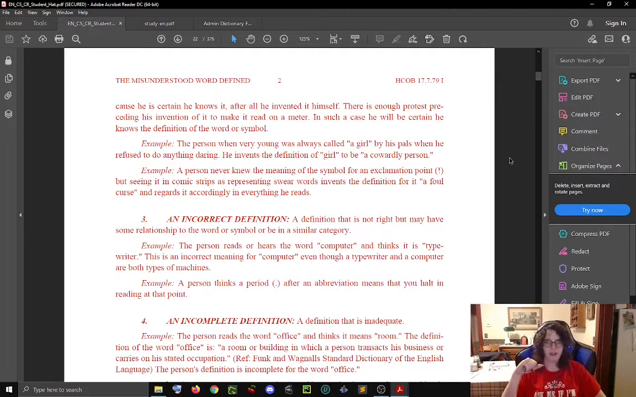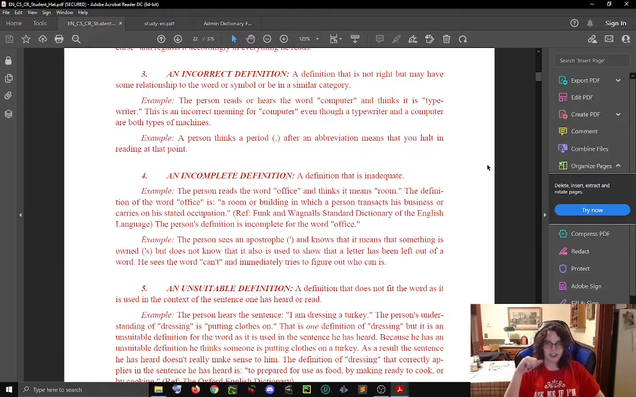The person, when very young, was always called a girl by his pals when he refused to do anything daring. He invents the definition of girl to be a cowardly person. Example, a person never knew the meaning of the symbol for an exclamation point, but seeing it in comic strips as representing swear words, invents the definition for it, a foul curse, and regards it accordingly in everything that he reads.